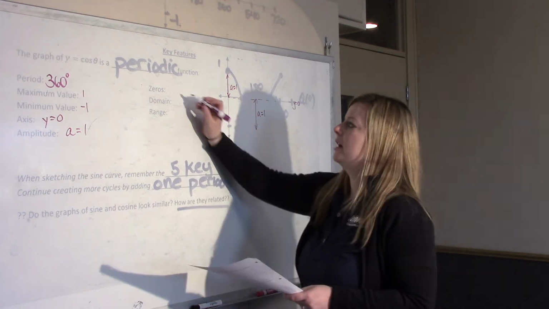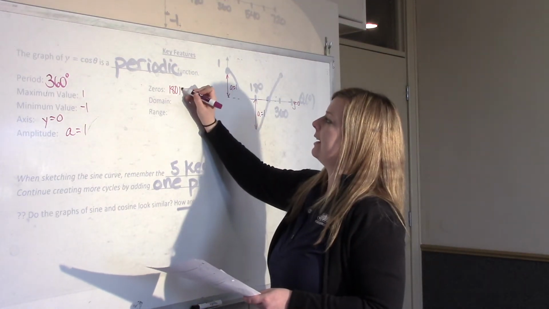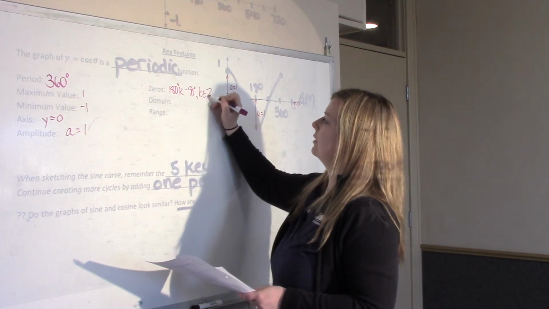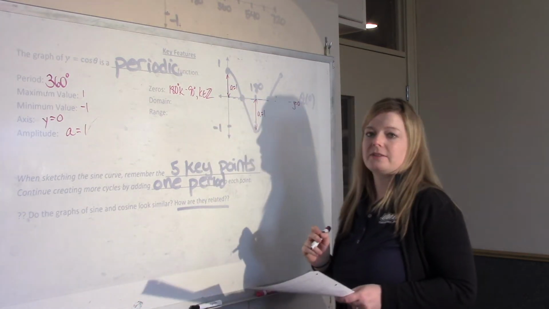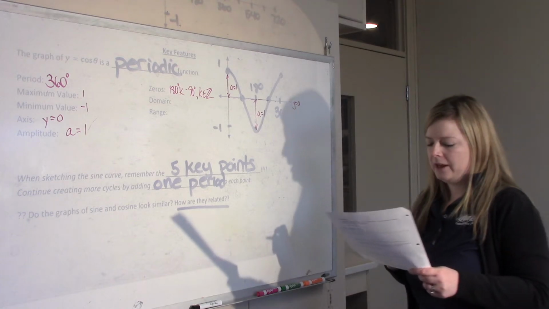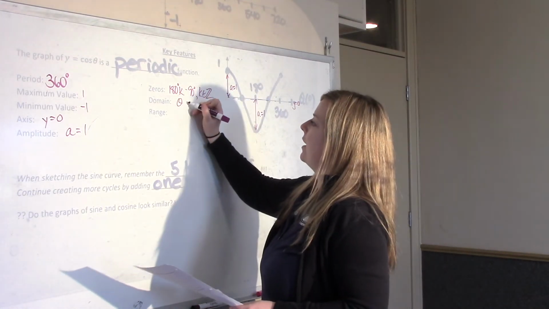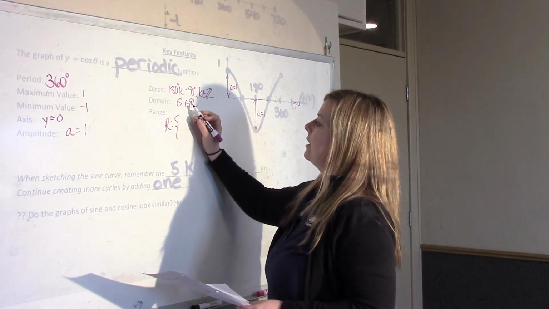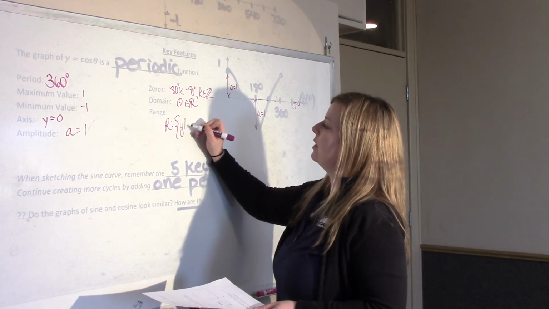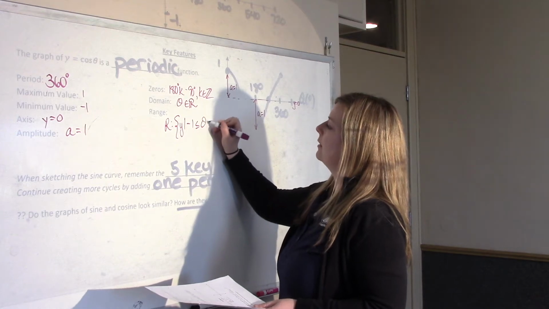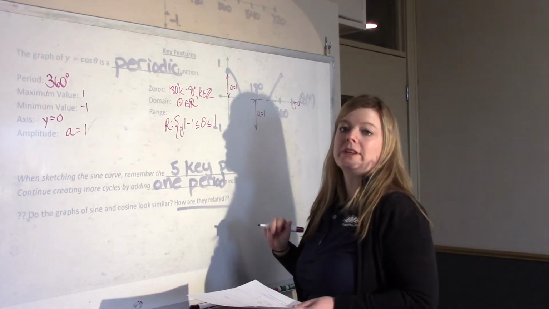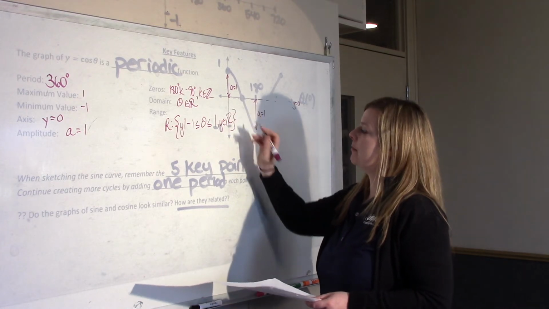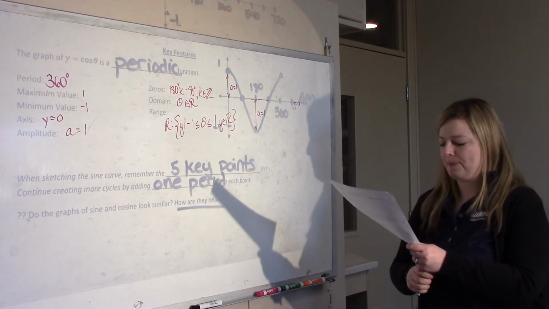Now, our zeros do change. In this case, they're 180k minus 90 degrees, where k is an integer. You can use that formula to find the zeros, okay? Your domain is still anything, so theta is in the set of all real numbers, and your range is still between -1 and 1, where you include the -1 and the 1. And it can be any real number in between -1 and 1.